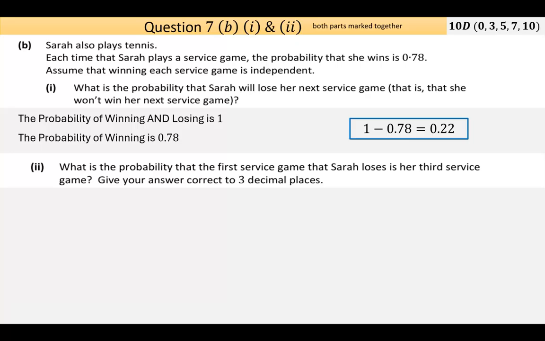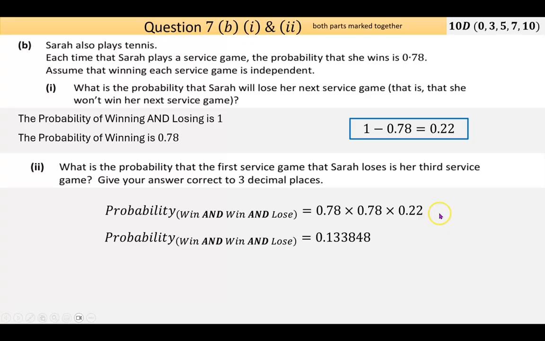Now, part 2 says, what is the probability that the first service game that Sarah loses is her third service game? Give your answer correct to 3 decimal places. Now, ultimately, what that is saying is that the probability that Sarah will win and win and then lose is 0.78, and it means multiply 0.78, and it means multiply 0.22. So putting it into words and phrasing it I think helps me frame what's happening and makes myself more confident that I'm on the right track.